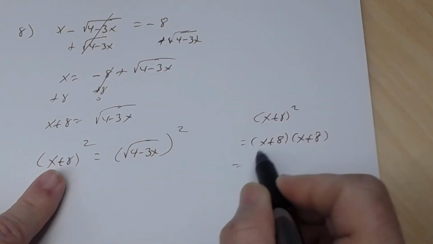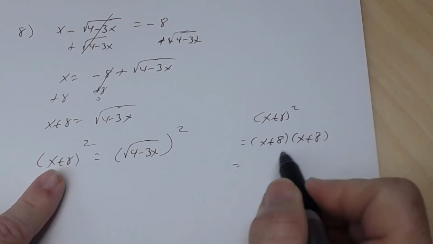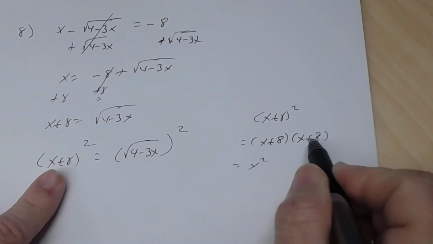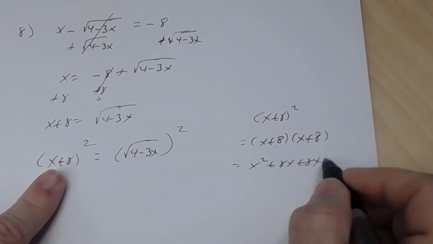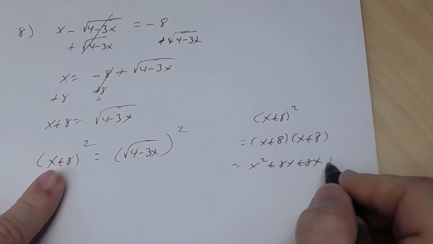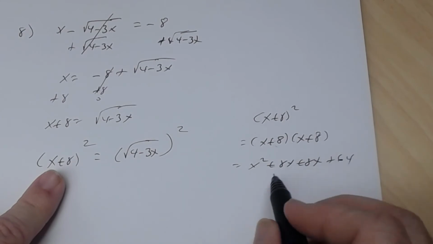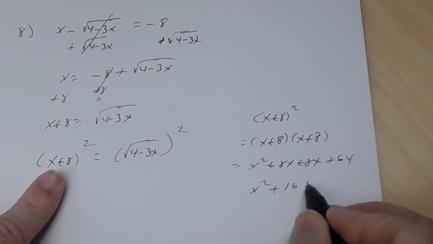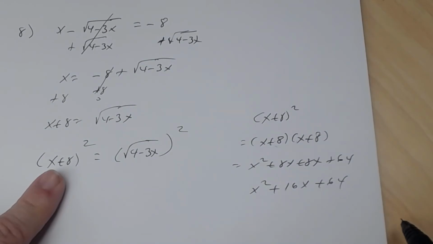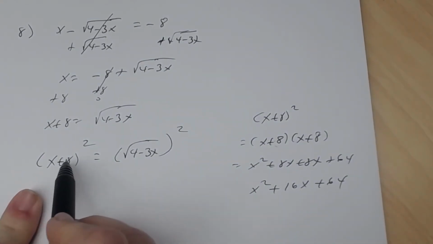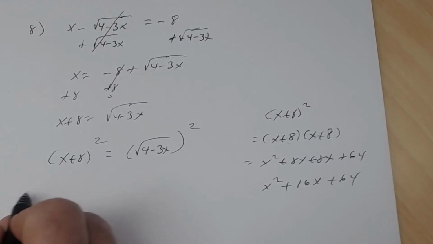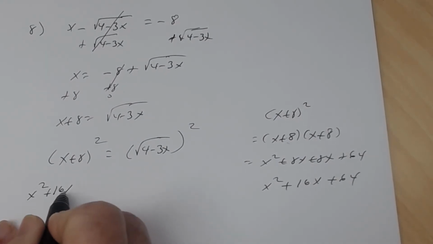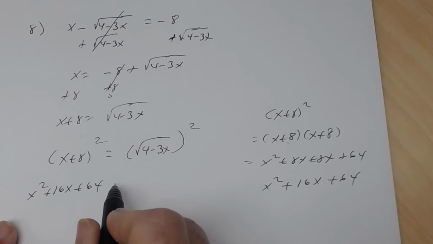So I'm going to use the FOIL method: first, outer, inner, last. x times x is x squared. The outer, x times 8 is 8x. The inner, 8 times x is 8x. And the last, 8 times 8 is a positive 64. Combine like terms, I get x squared plus 16x plus 64. Okay? So that's this left side right here. When I square this linear expression, I get this quadratic expression. So I get x squared plus 16x plus 64 equal.